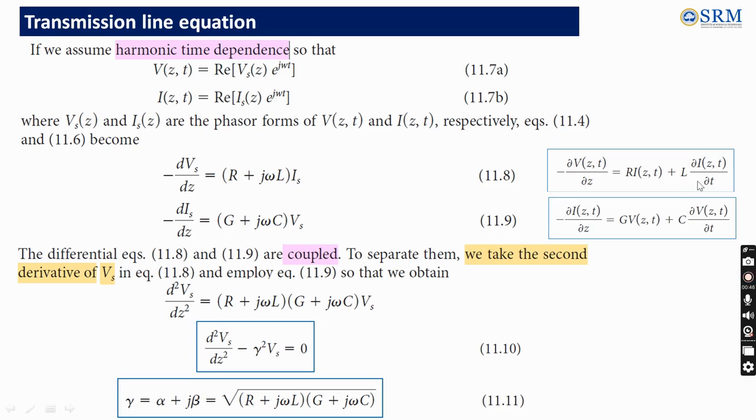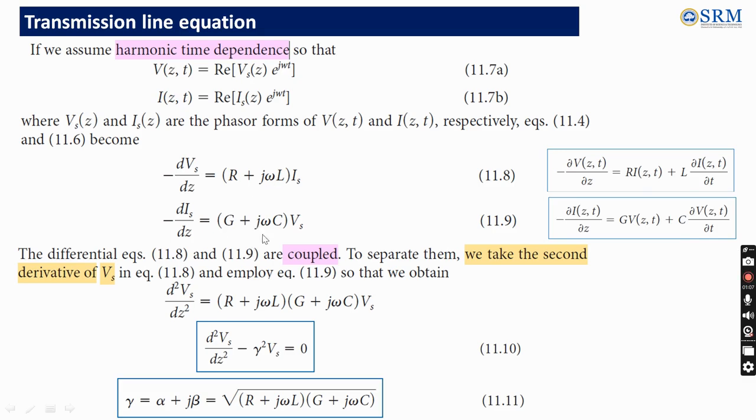Okay, and L will be there. Is is common, so we have taken it out: R plus j omega L into Is. Similarly, in this current expression, if we apply the phasor form, dIs by dz is equal to G plus j omega C into Vs.